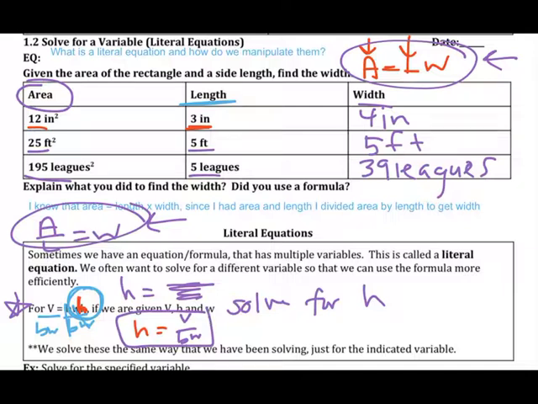But remember, the goal was not to get a value for H. The goal was to manipulate the equation so that we could use it to solve for H if we were given numbers to plug in for V and B and W. And that's all that we're really learning in 1.2. So now let's look through a few more examples and see how we can manipulate those equations to solve for the variable that we want to isolate.